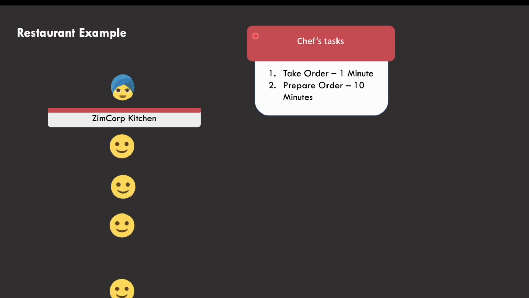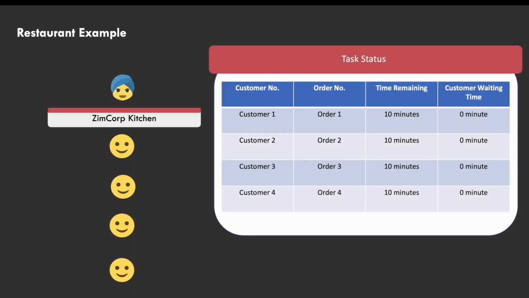And then we've got 4 customers. The task is divided as such. We first take the order, which takes 1 minute, and then prepare the order, which takes 10 minutes, right? So now let's go over the flow of execution. This is what the task status looks like. So the first column is the customer number, which is customer 1, 2, 3, and 4. The task is the order number because the orders represent the task, right? So we've got order 1 for customer 1, order 2 for customer 2, and so on. Then we've got the time remaining to finish the order, and then we've got the customer waiting time, how long the customer had to wait, right?